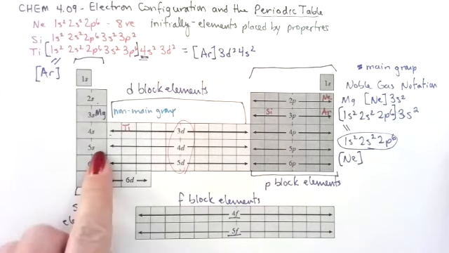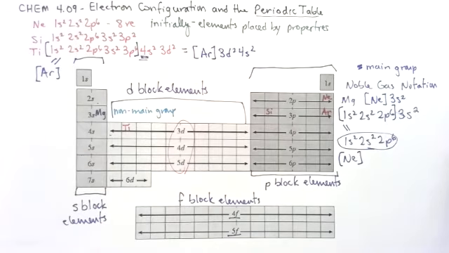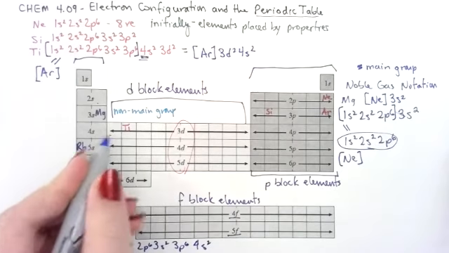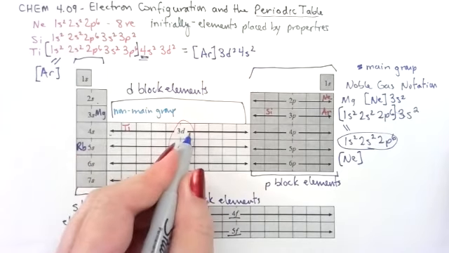Let's do one more. Let's do rubidium. So if I was going to write rubidium out long form, I'm going to have to try to squeeze it in down here. So rubidium is going to be 1s2, 2s2, go to the 2p6. Here I have 3s2. I go to 3p6. Now I go to 4s2. Then I go to 3d and notice I've got 1, 2, 3, 4, 5, 6, 7, 8, 9, 10.